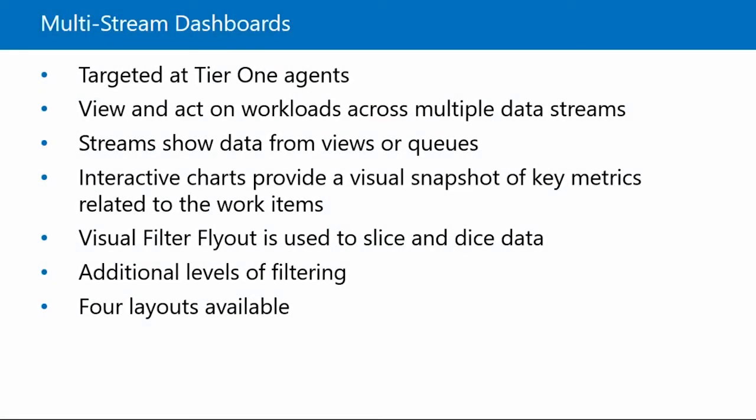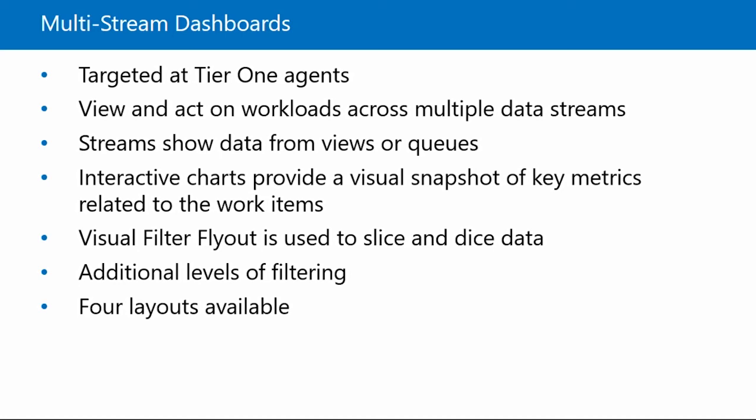The Interactive Service Hub comes loaded with a multi-stream dashboard specifically targeted at Tier 1 agents. Users can view and act on their workload across multiple data streams. Now, the streams can show data from views or queues. Say, for example, my activities or my cases, or cases from the queue that I'm currently a member of, and so on. Interactive charts provide a visual snapshot of key metrics related to the work items and also double up as visual filters, which allows agents to slice and dice the information.